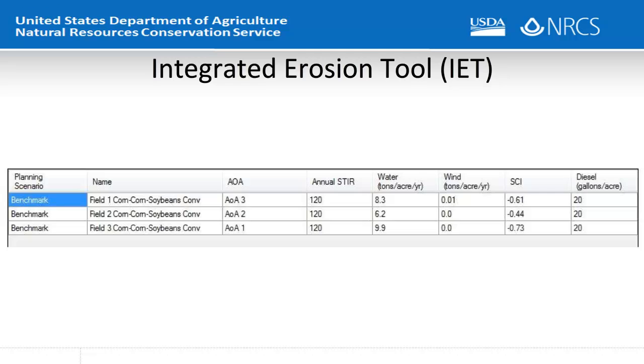Let's take a closer look at the planning summary. Notice the benchmark conditions are documented for all 3 fields. The water and wind erosion rates, the SCI, and the total fuel use for the 3-year rotation is displayed for all the fields. Currently, there is not an option for printing this table from IET, but the planner can use a screen capture tool to copy this information as an image that can be pasted into a Word document that can be printed and saved in the client's case file.